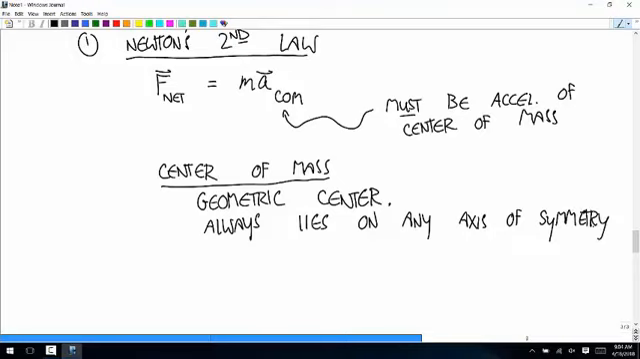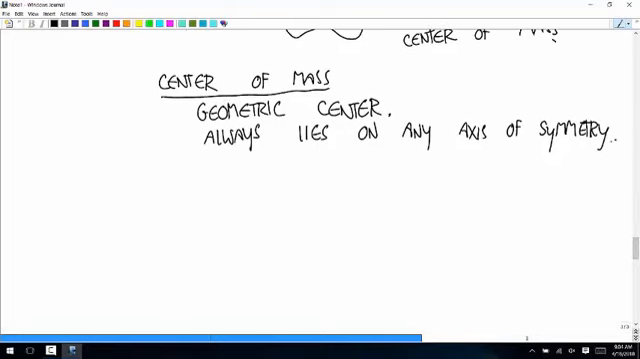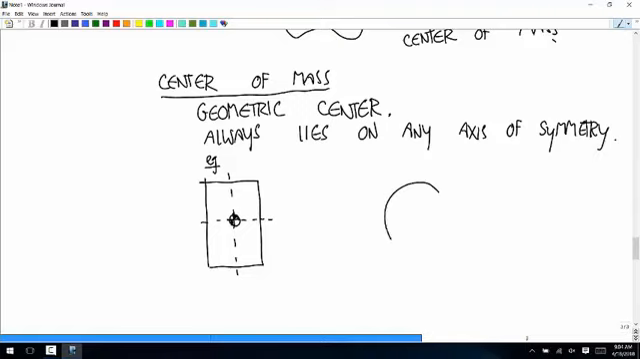And so that means if you can find two lines of symmetry, the center of mass has to be at the intersection. So for example, a rectangle: here's a line of symmetry, here's a line of symmetry, and so the center of mass is there. And a circle, you can find infinitely many, but no matter which two you choose, they intersect at the center. So that's the center of mass.